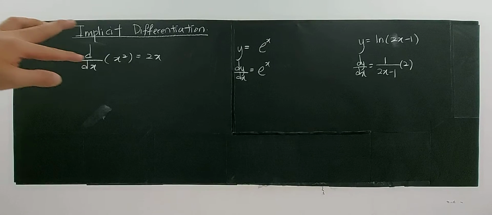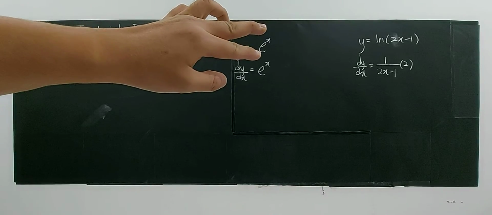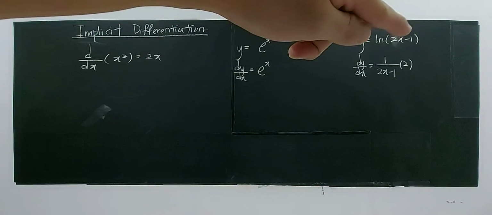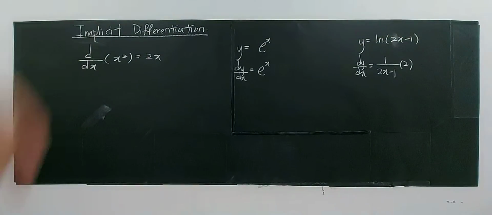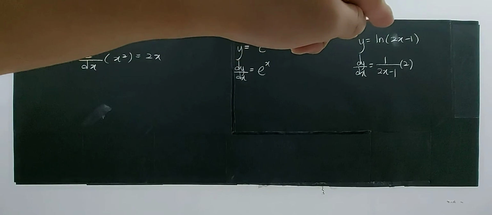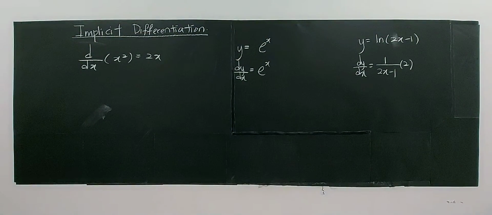There is no y inside. You see that y equals e^x, y equals x squared, y equals ln(2x minus 1). So here y is written as an explicit function of x.